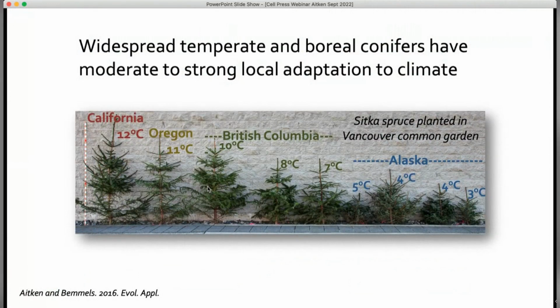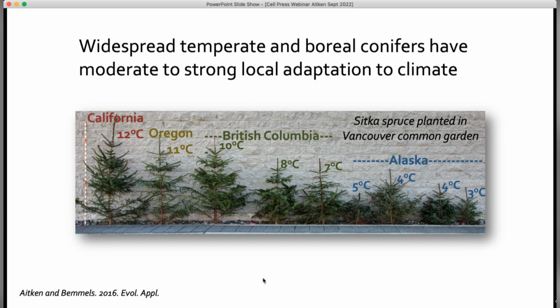In conifers, we see widespread species have moderate to strong local adaptation to climate. Here we have trees that have been grown in a common garden that originated from the locations written above them, with a wide range in mean annual temperatures. Trees from warm environments grow larger because they grow for a very long period. Trees from colder environments are smaller, but they are more cold hardy. And we see these kinds of trade-offs across many species.